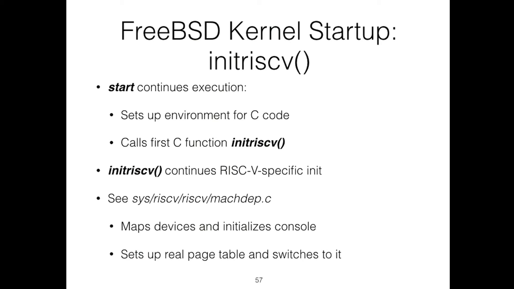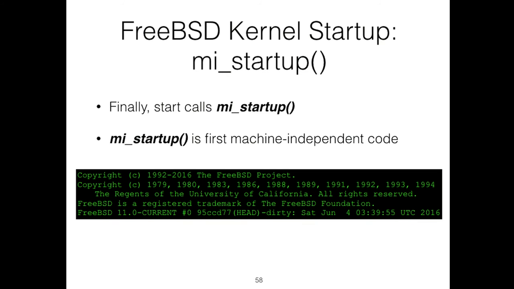This will continue to do machine-specific initialization, and if you look at the machdep.c file, the machine-dependent file, you can find the details there. It'll map the devices, initialize the console, set up a real page table, and switch to it. So you can follow the details there. Eventually it'll get through all the machine-dependent stuff, and then finally it'll call mi_startup, which is the first machine-independent function. This is the same across all architectures.